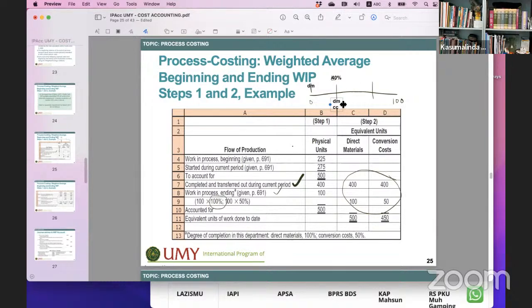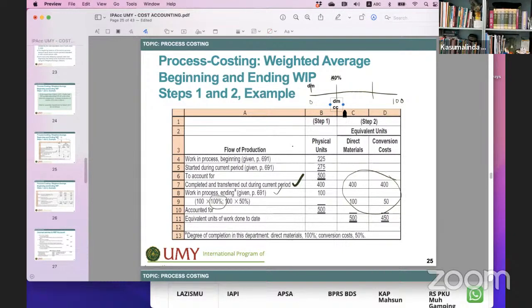Okay, so this is how we determine the percentage of completion, and the percentage of completion here will be used to calculate the equivalent units. We will multiply with the physical units for each of the items respectively. Okay, this is how we determine.